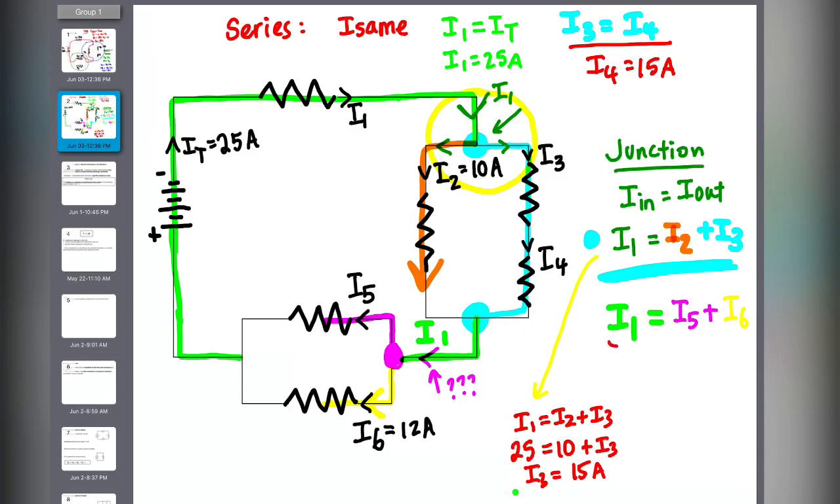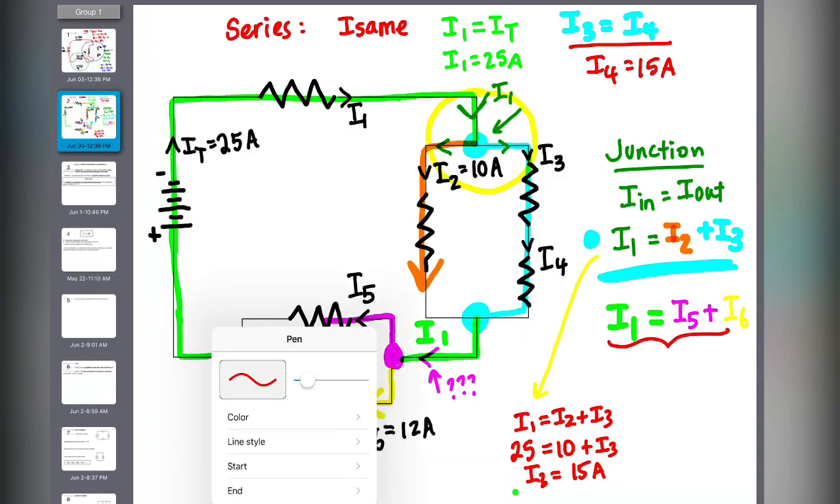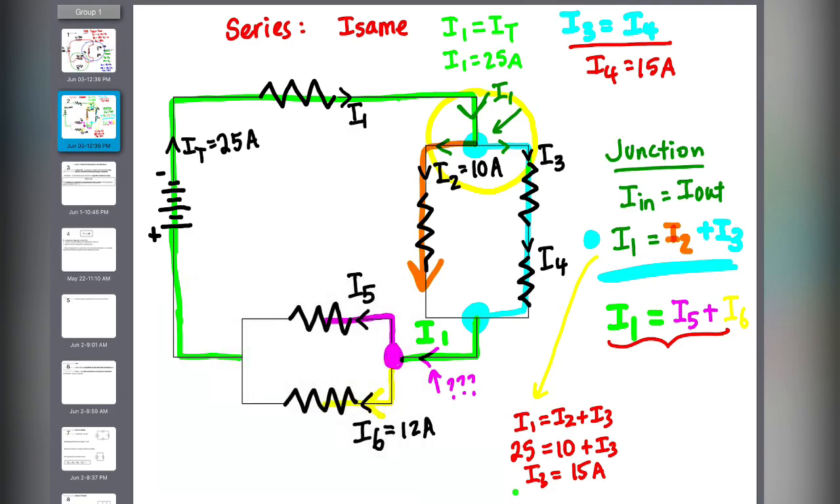And then now finishing up with this other equation. I'm just going to change color. Let's do blue. Okay, so let's do blue for this. I1 is still 25. I don't know I5, which is an unknown, but I know that I6 is 12. So it worked out that I5 is 25 minus 12, which gives me 13 amps.